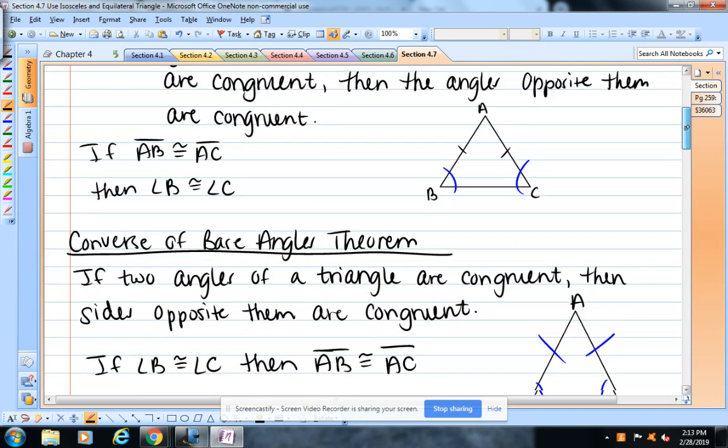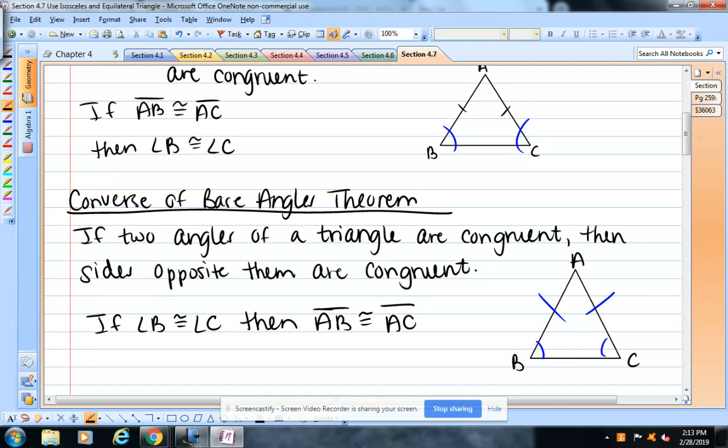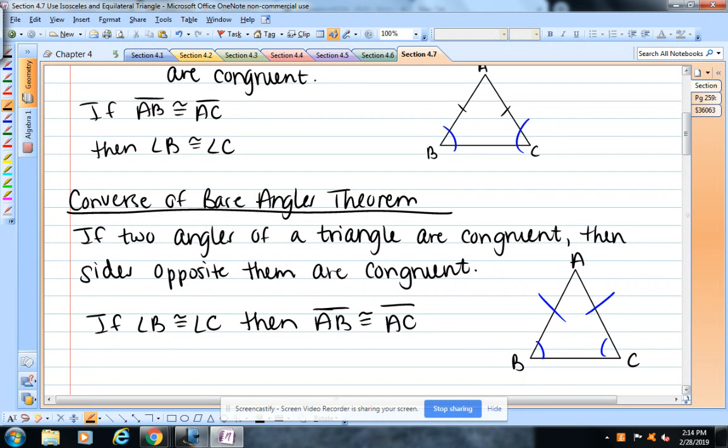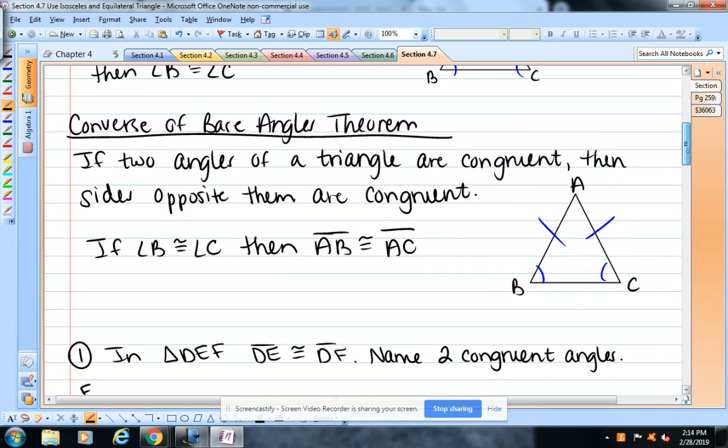The converse theorem. Remember what a converse says? It reverses the hypothesis and the conclusion of a theorem, right? So the converse theorem says if two angles of a triangle are congruent, then the two sides are congruent. So if we have base angles congruent, then we have congruent sides, which makes it isosceles. The first theorem said if we have an isosceles triangle, then base angles are congruent. Now we know if two angles are congruent, then those two sides are congruent. So remember, converse reverses the order. If we know two angles are congruent, we know two sides are congruent. If we know two sides are congruent, we know two angles are congruent.